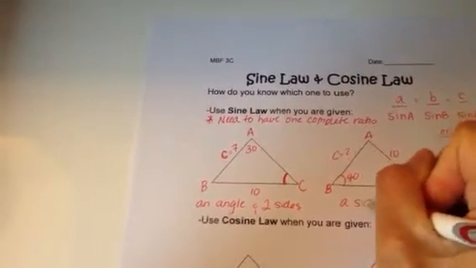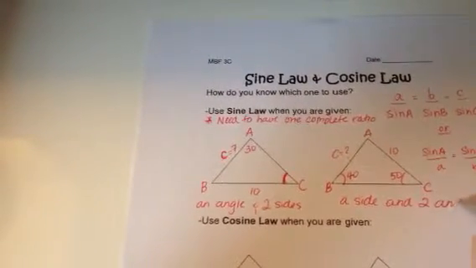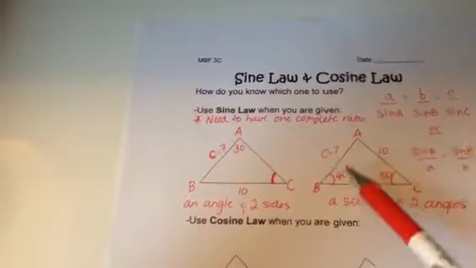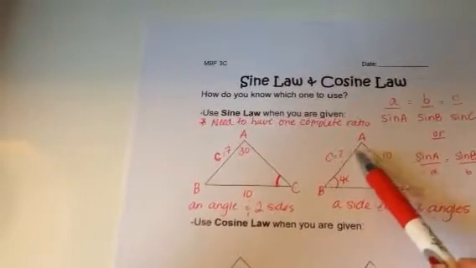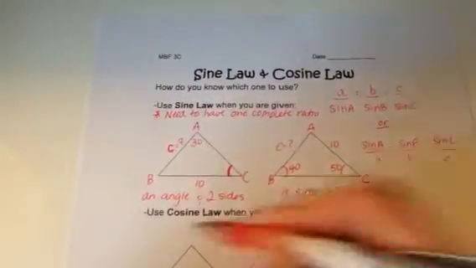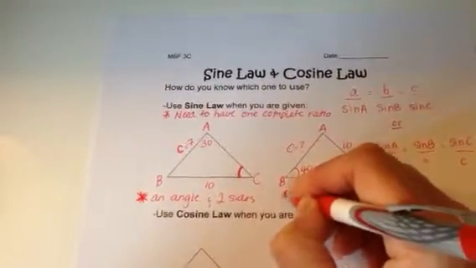So this is a side and two angles. And then once you have this too, you can also find your other angle by using the 180. Okay, so that's the two different scenarios you need when using the sine law.